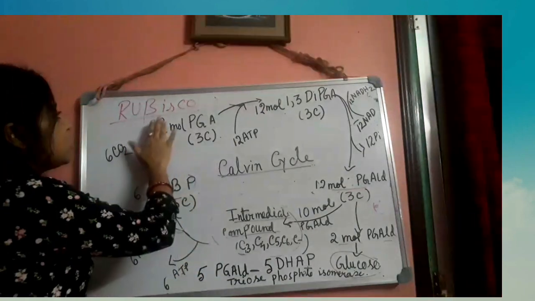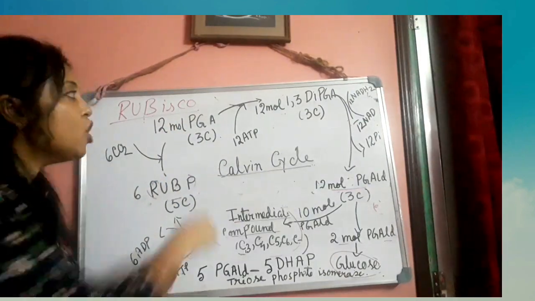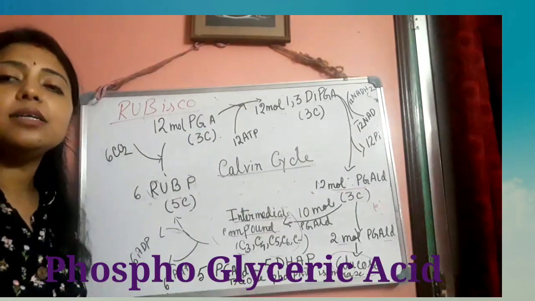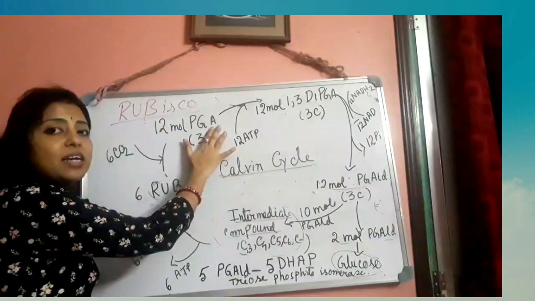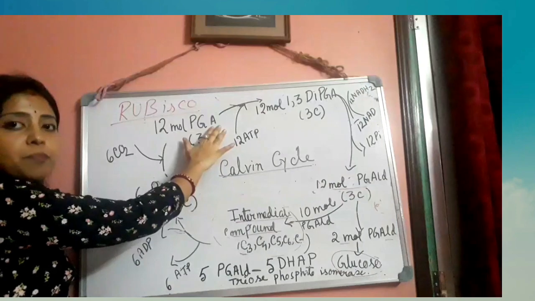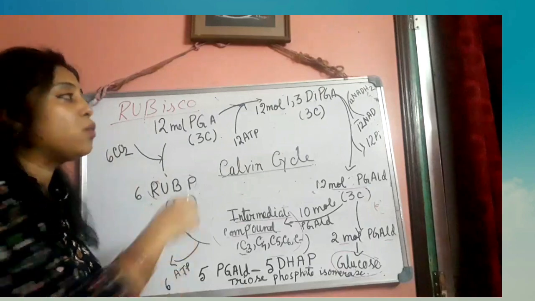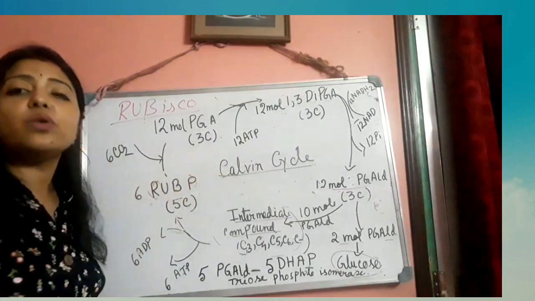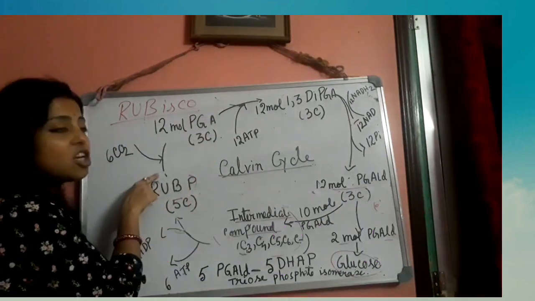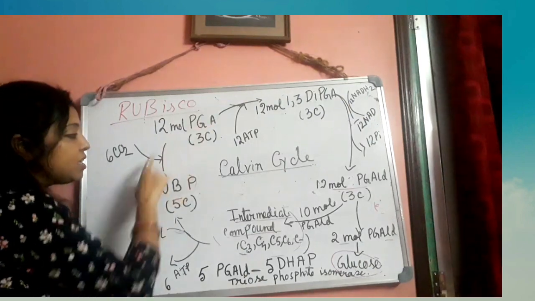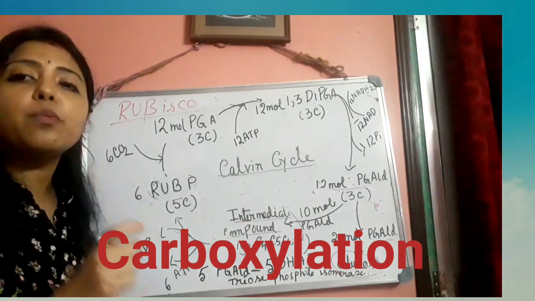Okay, so this Rubisco will be needed here as biocatalyst or enzyme to form the first stable compound, that is phosphoglyceric acid. Okay, 12 molecules of phosphoglyceric acid will be produced here. Clear? And it is the first stable compound of this cycle, where the number of carbon is 3. That's why it is known as C3 cycle. I told you first, this step where the fixation of carbon dioxide happens is known as the carboxylation process. Okay, this step is carboxylation.